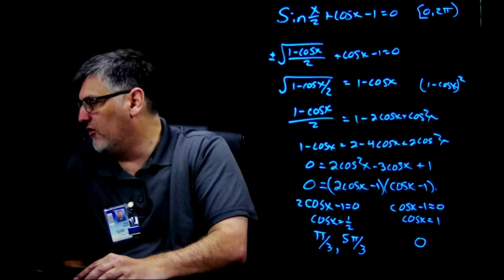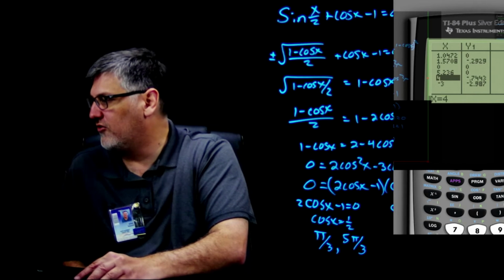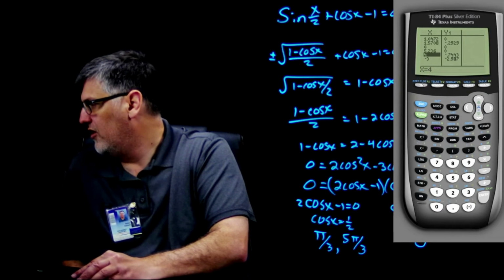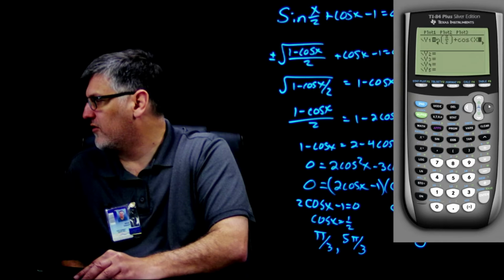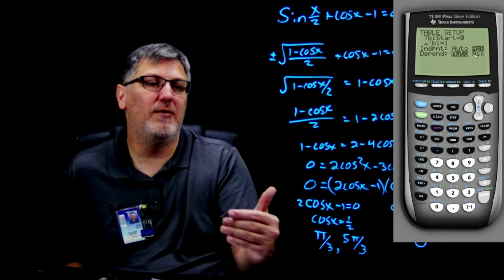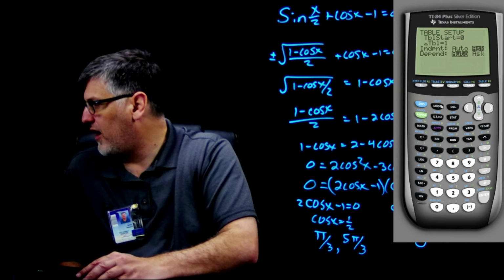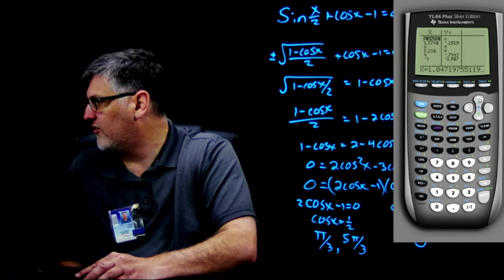So let's pull up a calculator and check. Anytime you square something, you're introducing something in, you're going to have to check for extraneous solutions. So what I've already done is I have put this in my y equals sine of x divided by 2 plus cosine x minus 1. And I'm going to go to my table. I have my independent variable on ask, so I can actually type in my numbers, which makes my life a lot easier. I'm going to go to table, and let's just go up to the top here. You can see I already checked it.